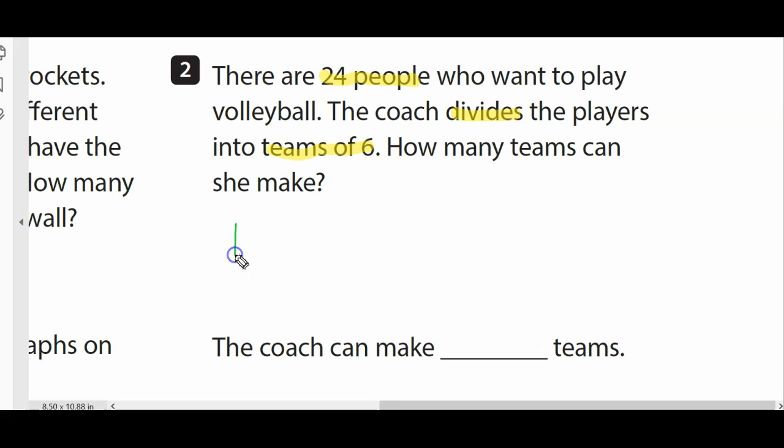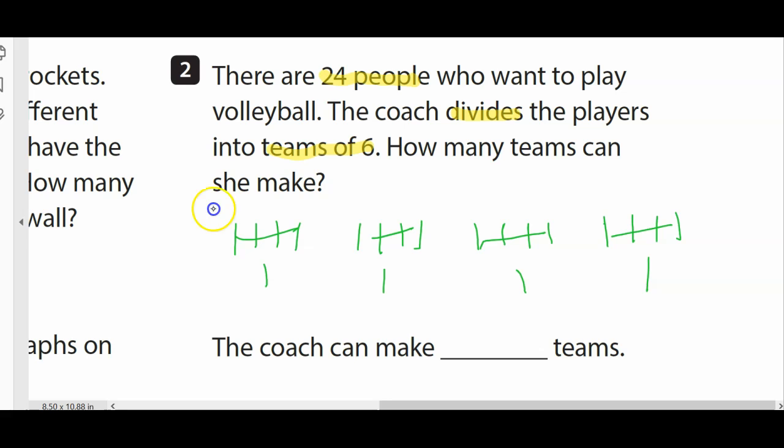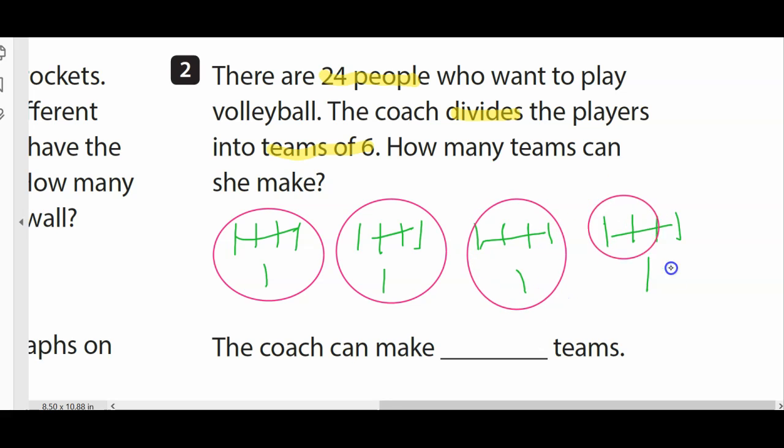6. 1, 2, 3, 4, 5, 6, 7, 8, 9, 10, 11, 12, 13, 14, 15, 16, 17, 18, 19, 20, 21, 22, 23, 24. Okay, 24. So I have 1, 2, 3, 4. How many teams was he able to make? How many teams? 4 teams. Okay, 4 teams. Okay, so go ahead and finish the rest of this page. Work with your group.